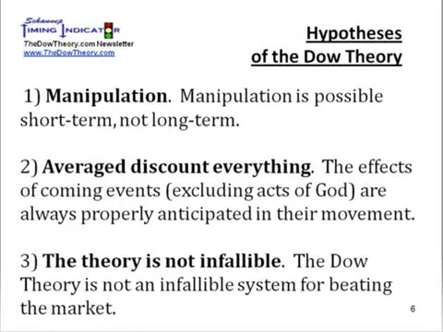One, manipulation is possible in the day-to-day movements of the averages. Secondary reactions are subject to such an influence in a more limited degree, but the primary trend can never be manipulated. Two, the averages discount everything. Fluctuations of the daily closing prices of the Dow Jones Rail and Transport Average afford a composite index of all the hopes, disappointments, and knowledge of everyone who knows anything of financial matters. For that reason, the effects of coming events, excluding acts of God, are always properly anticipated in their movement.